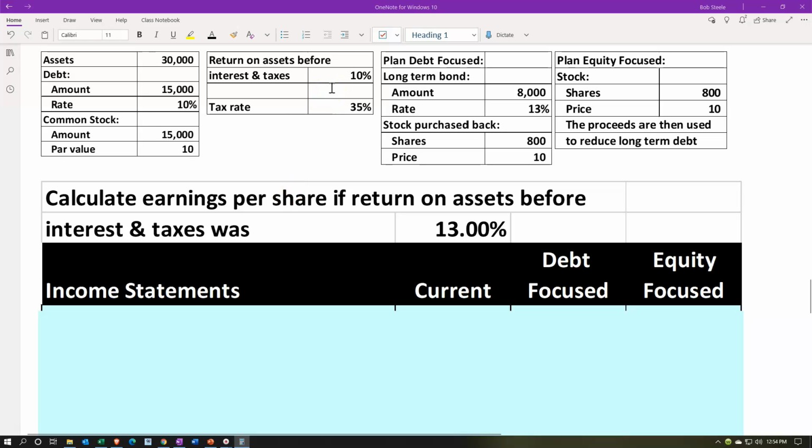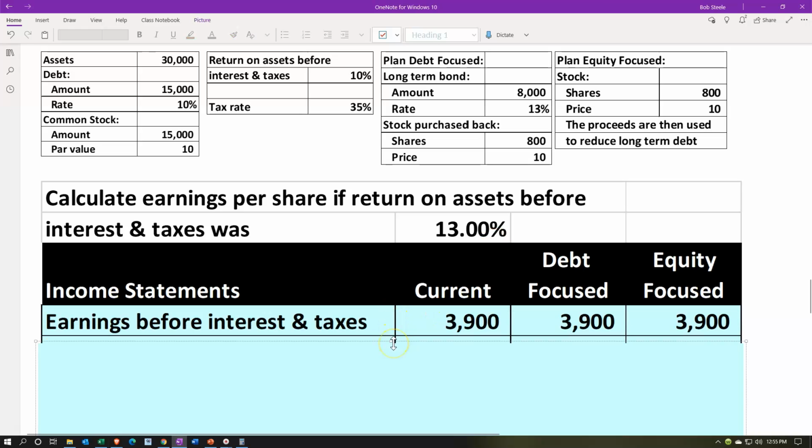What's this going to do? You would think that this would favor the debt plan. The leverage might look better under a situation where the earnings are going up. That would be the assumption that we would typically make, all else being equal. Let's take a look at it.